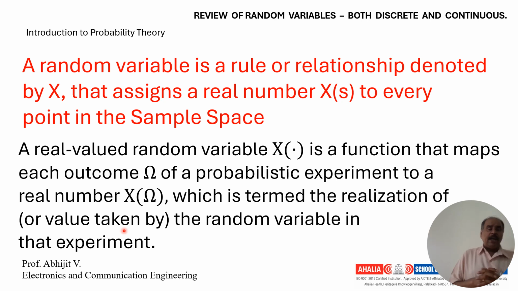A real valued random variable X is a function that maps each outcome in the sample space omega of a probabilistic experiment to a real number X of omega, which is termed the realization of the random variable in the experiment. So a random variable is neither random nor variable. Am I right? How many of you agree with me? A random variable is only a function.